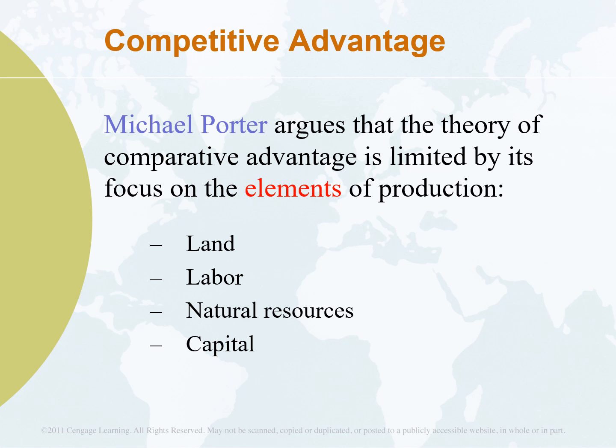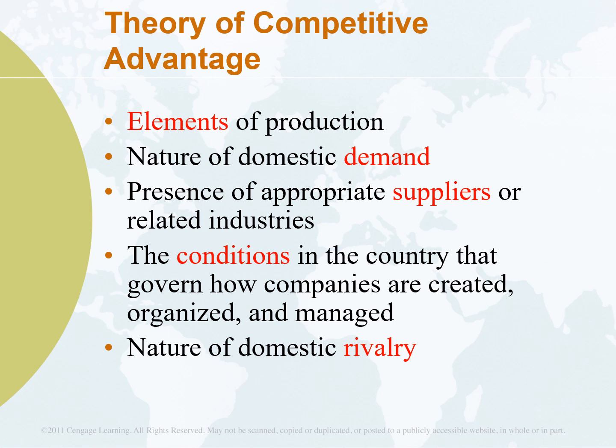We can see some countries have an advantage in the element of land. Some have cheaper labor, some have more resources, some have more capital. That's one theory. So in this theory of competitive advantage, elements of production are key. Also, the nature of domestic demand has an impact. Is there enough domestic demand for the product? Also, the presence of appropriate suppliers or related industries is important. Are there enough suppliers of all the raw materials or components? Also, conditions.